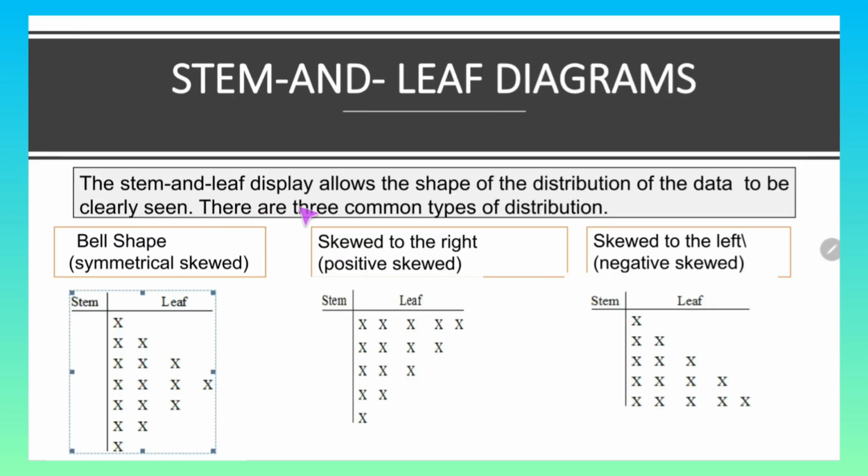The stem and leaf display allows the shape of the distribution of the data to be seen clearly. There are 3 common types of distribution. The first one is bell shape. The second one is skewed to the right, or we also call it positive skewed. And the third one is skewed to the left, also called negative skewed.